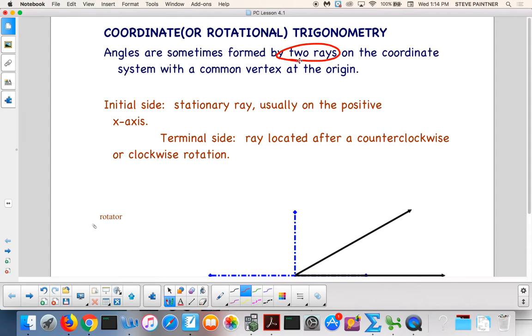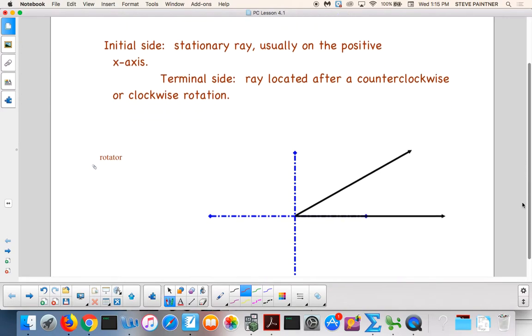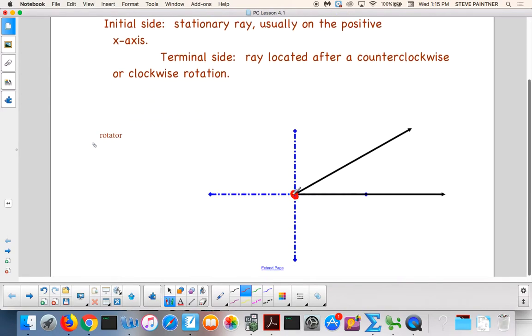Now you can put angles anywhere, but in our class we will make it really simple. We'll put our vertex where? Right on the origin. So the vertex of your angle, to make things simple, keep it at the origin. There's a side, there's a ray, called the initial ray or the initial side. Stationary, it doesn't move, usually on the positive x-axis.